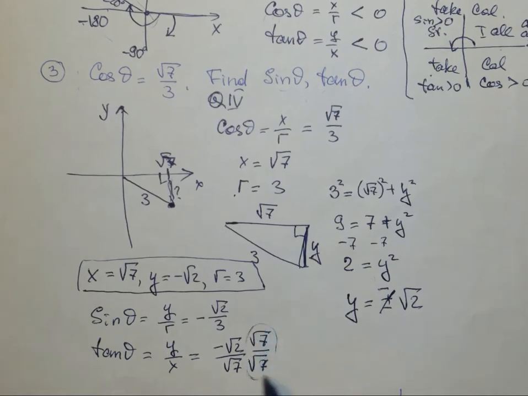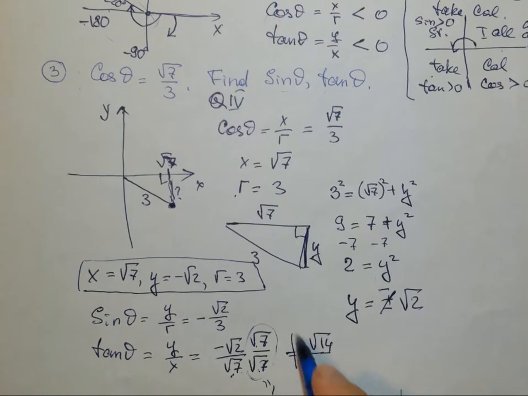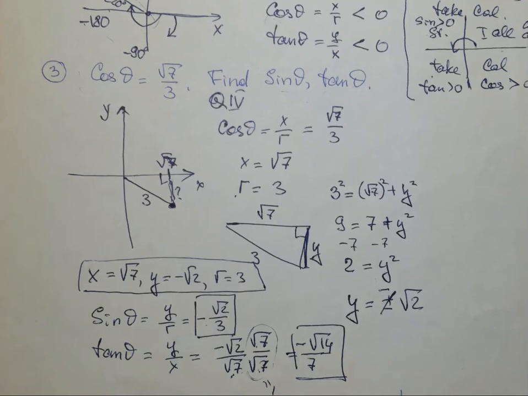So this is square root of 7 over square root of 7, which is 1, so we don't change the value of the tangent. In the denominator we have 7. In the numerator, we have square root of 2 times square root of 7. The product of two square roots can be written under one square root sign, so negative square root of 14 over 7. This is the tangent, and this is the sine. You see both sine and tangent are negative in quadrant 4.